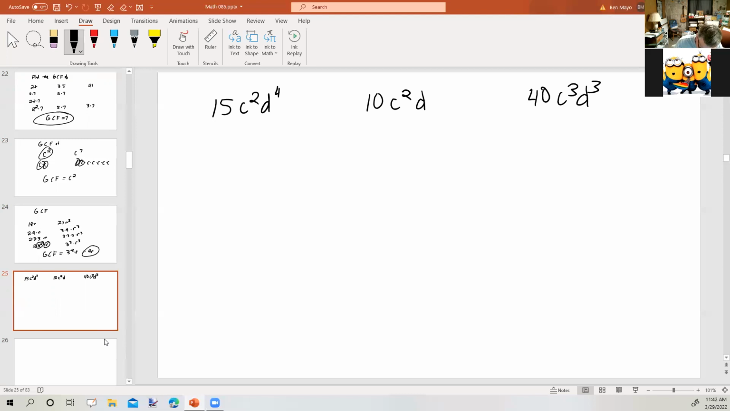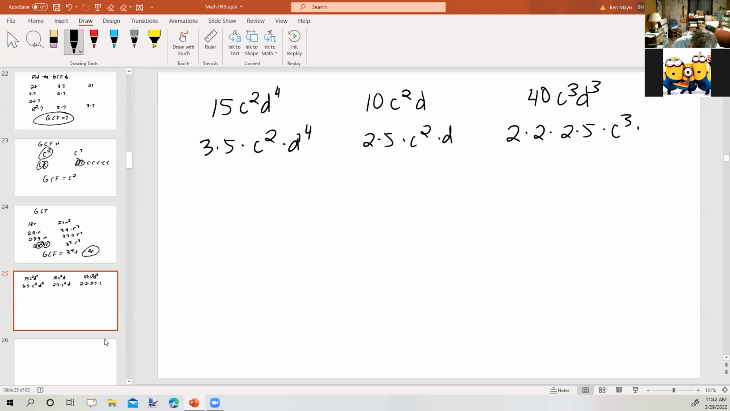So let's see, 15 is 3 times 5. 10 is 2 times 5. And 40 is 2 times 2 times 2 times 5, or 2 cubed times 5. And then c cubed d cubed.